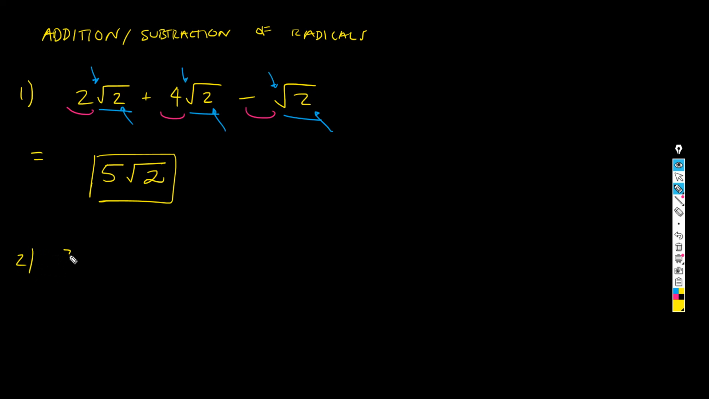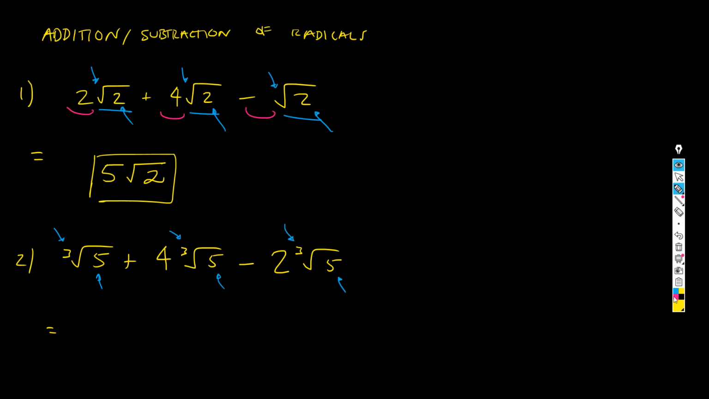Number 2, the cubic root of 5 plus 4 times the cubic root of 5 minus 2 times the cubic root of 5. So first thing, if you want to add or subtract this expression, make sure to have all the indexes and the radicands the same. Are the indexes the same? Yes. Are the radicands the same? Yes. Okay, so we can proceed.